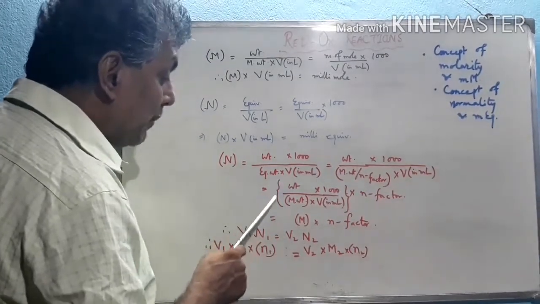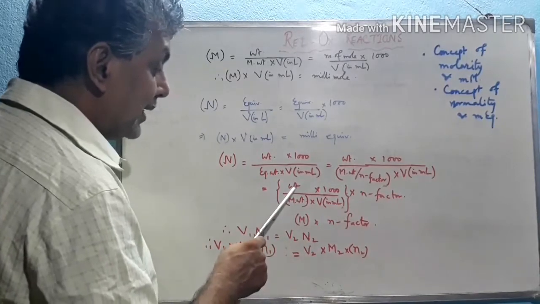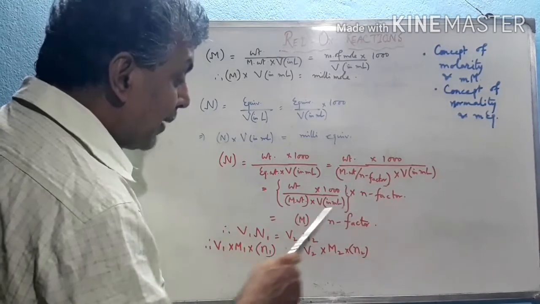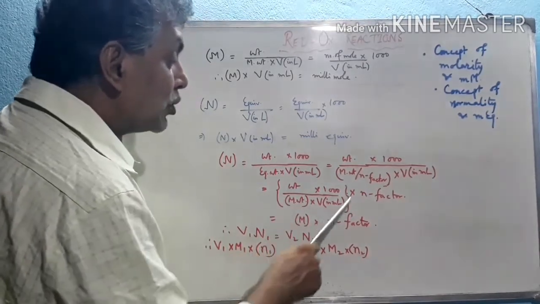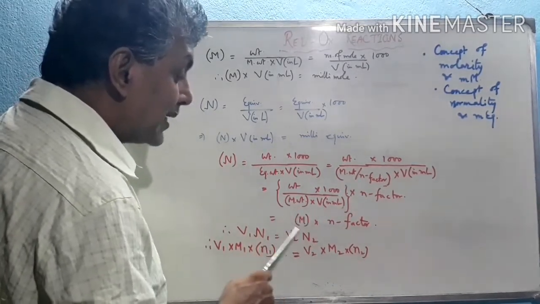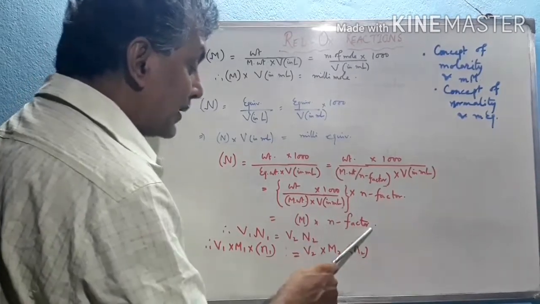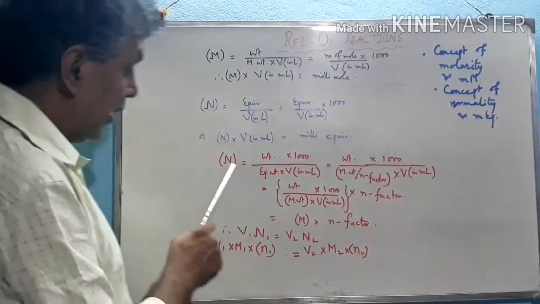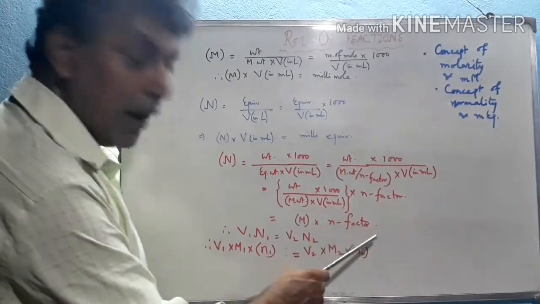In the parenthesis, weight into 1000 by molecular weight into volume in milliliter is nothing but the molarity of the solution. So it can be expressed as capital M, molarity, into n factor. So see the relation between normality and molarity: normality equals molarity into n factor.